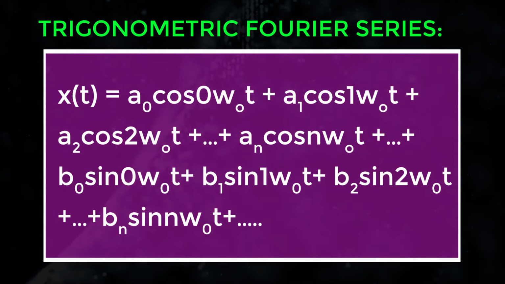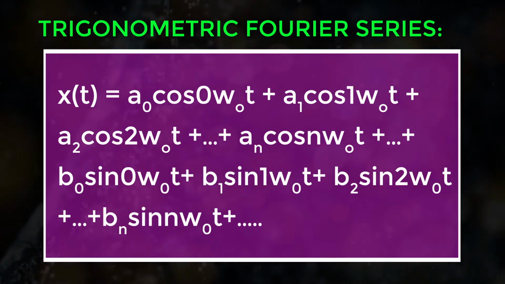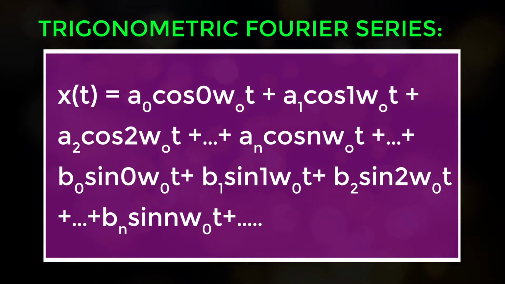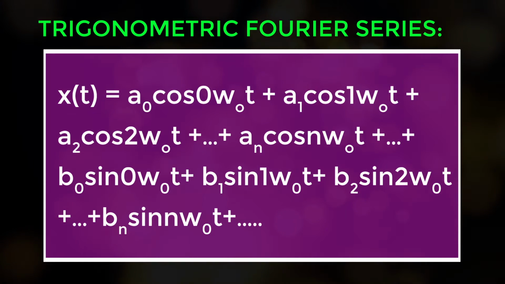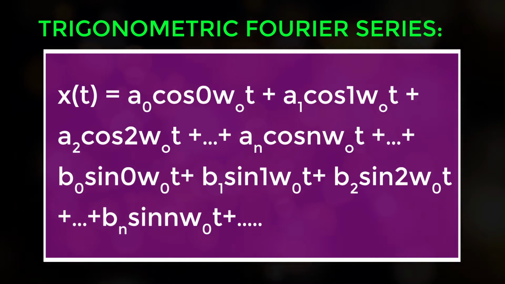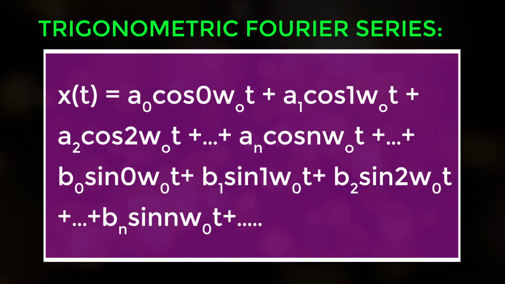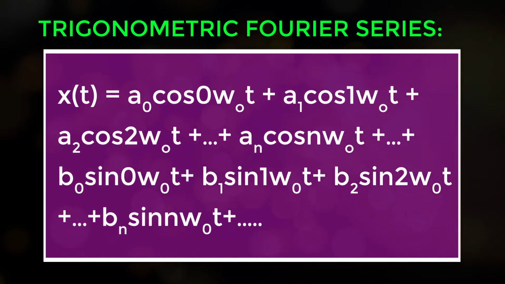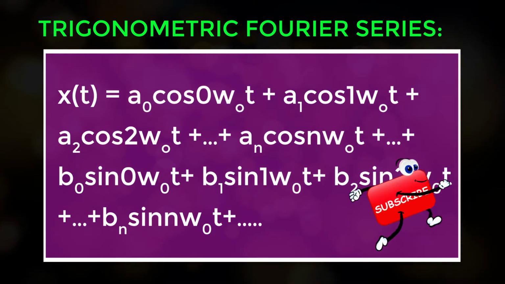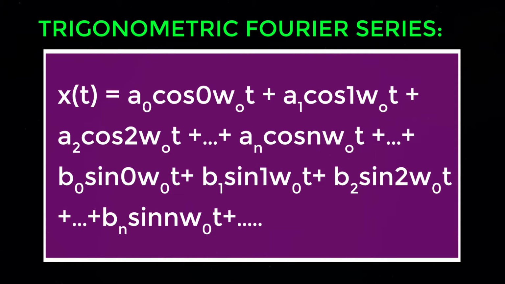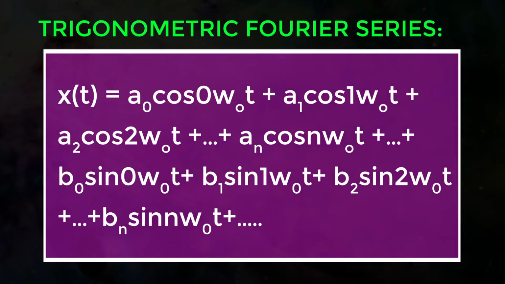x of t equals a naught cos 0 omega naught t plus a1 cos 1 omega naught t plus a2 cos 2 omega naught t plus and so on plus an cos n omega naught t plus and so on plus b naught sine 0 omega naught t plus b1 sine 1 omega naught t plus b2 sine 2 omega naught t plus and so on plus bn sine n omega naught t plus and so on.